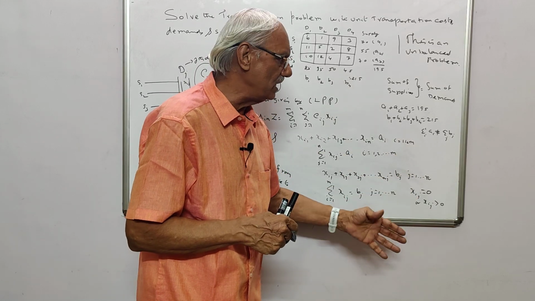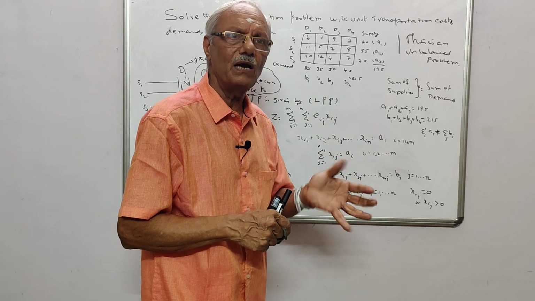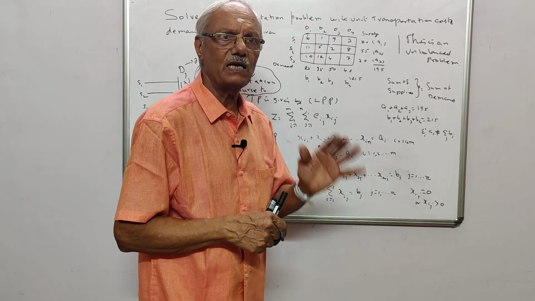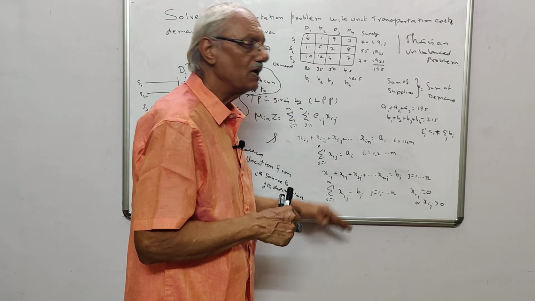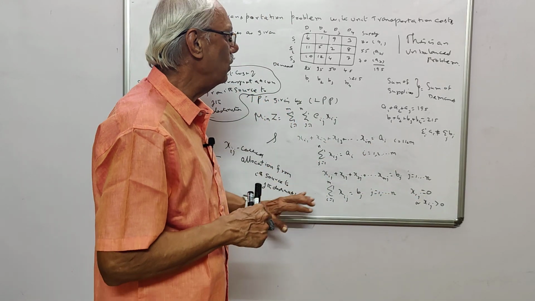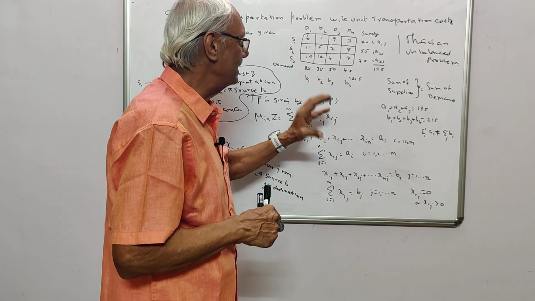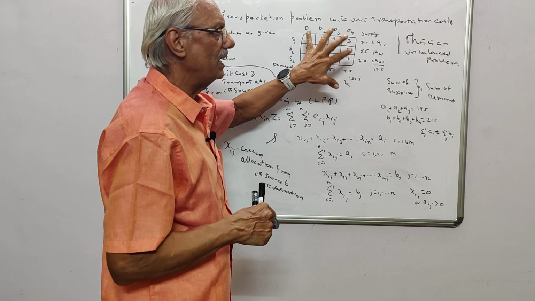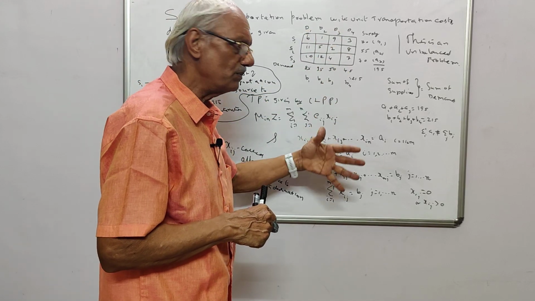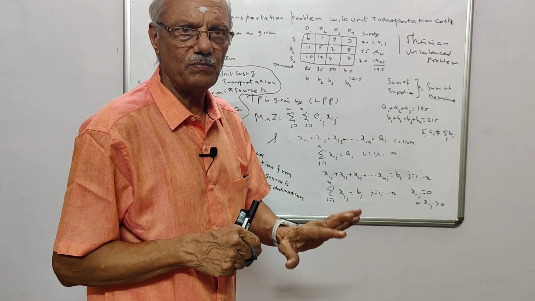For all i and j, it has to be either equal to 0 or a positive number only. It cannot be negative, and therefore this is a linear programming problem. Here we have to find the allocations in such a way that the overall cost is kept minimum.